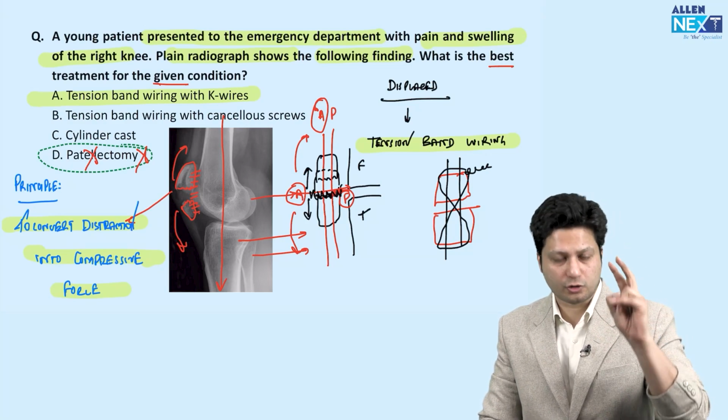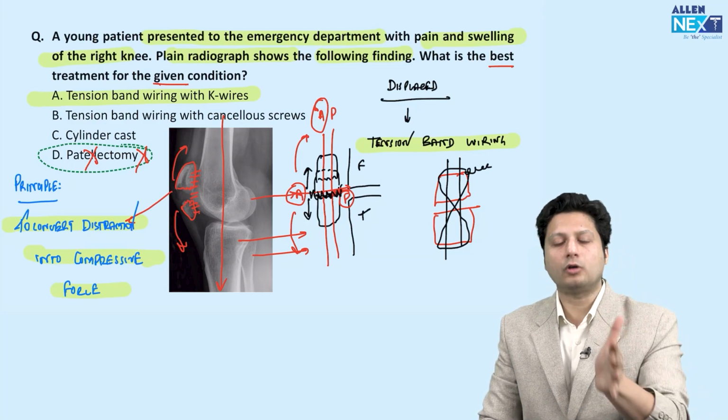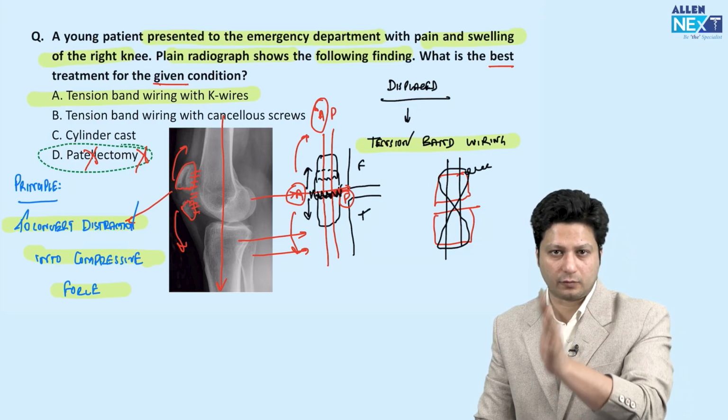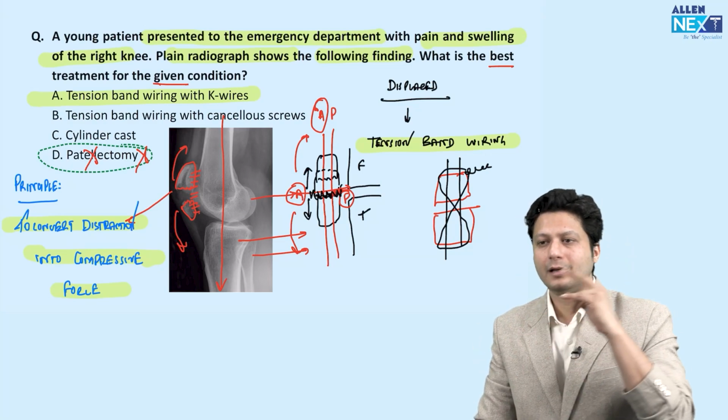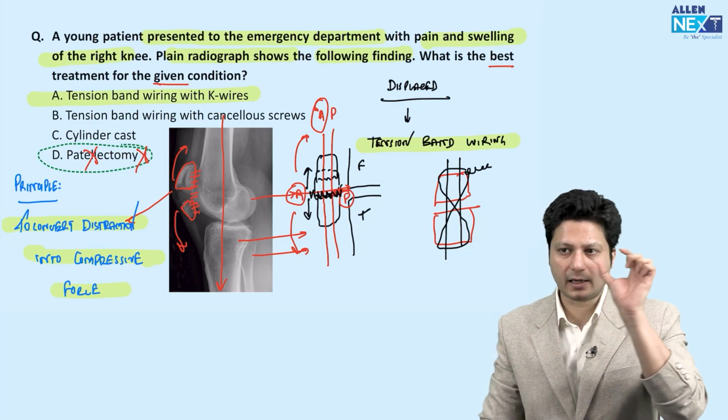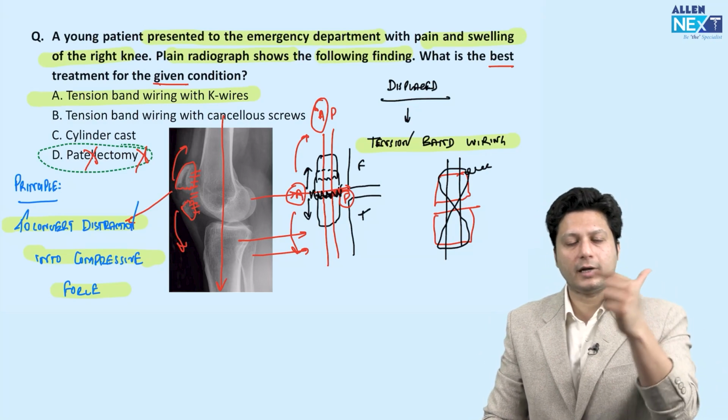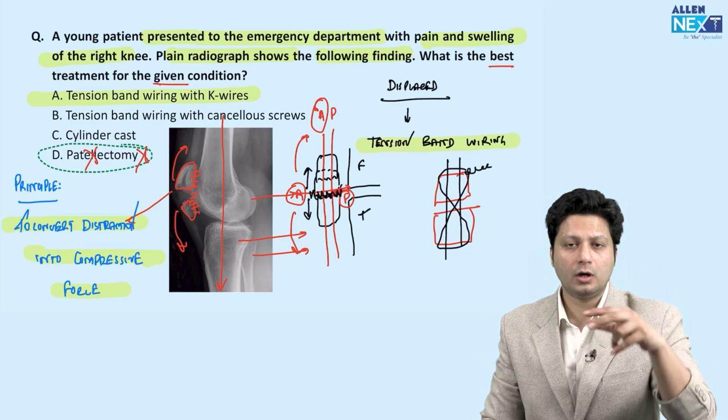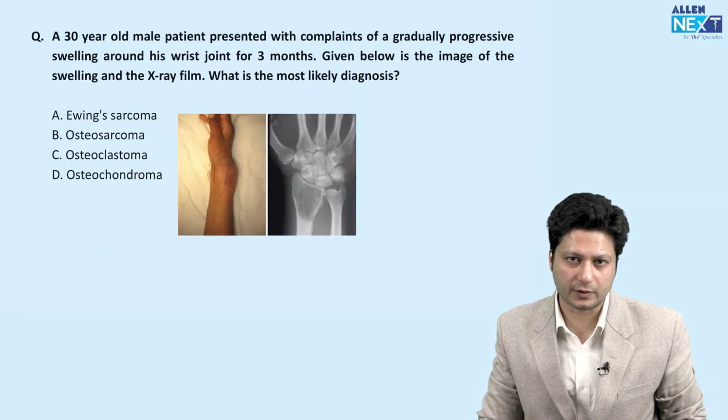Out of this question, what you should know: point number 1, how transversely displaced fractures of the patella are treated by tension band wiring. Second, what is the principle of tension band wiring? It is to convert the distractive into compressive forces. These are the two points to be taken out of this question.